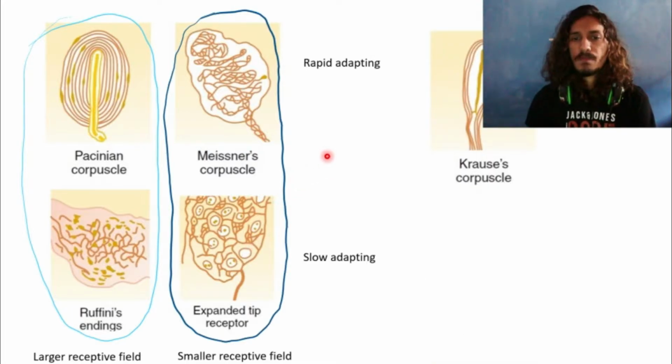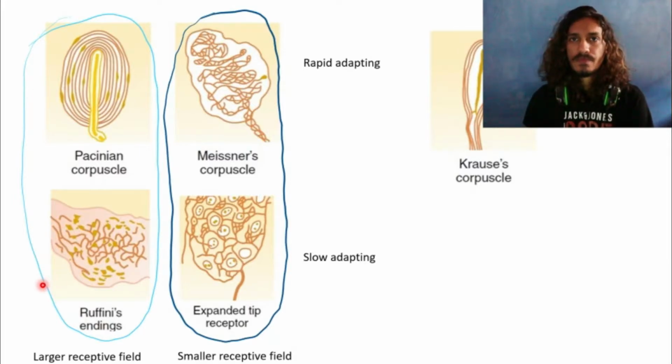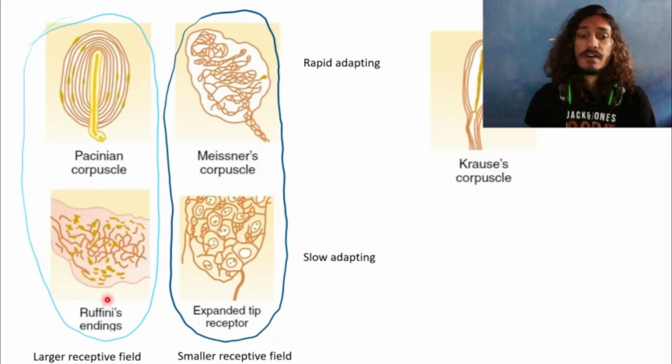Now apart from these two corpuscles, there's another corpuscle which is called the Krause corpuscle. This is with regard to temperature regulation. This Ruffini's ending is also involved with temperature. The Krause corpuscle is also involved with temperature. So we have Pacinian corpuscle, Meissner's corpuscle, this Krause corpuscle, and we have Ruffini's ending, the expanded tip receptor.